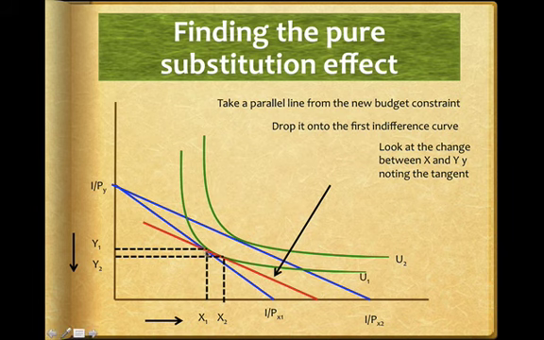And we find that she actually moves along. She drops some purchases of books and purchases more DVDs. That is the pure substitution effect. That's the first part of Hicksian decomposition.